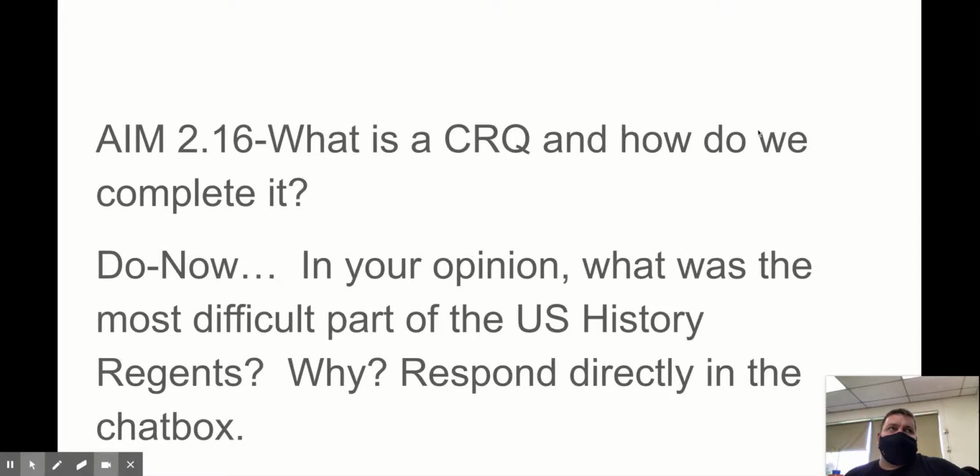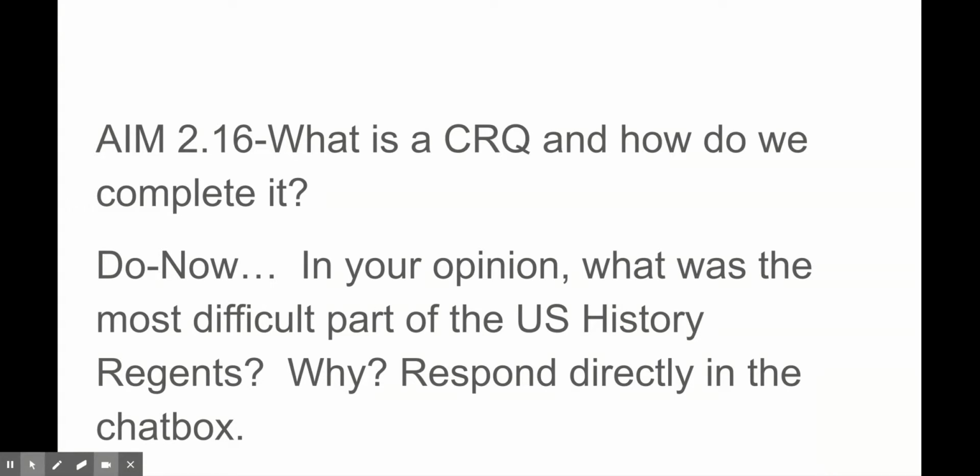So we're going to go over what is a CRQ and how do we complete it. And like I said, this is a new kind of question that we maybe have not seen before. So I'm going to familiarize you guys with it, and you will learn pretty quickly how it works and what the purpose of it is. That's the general idea.